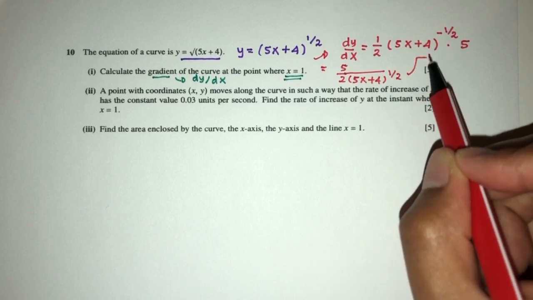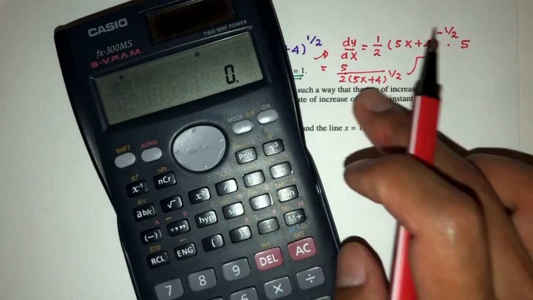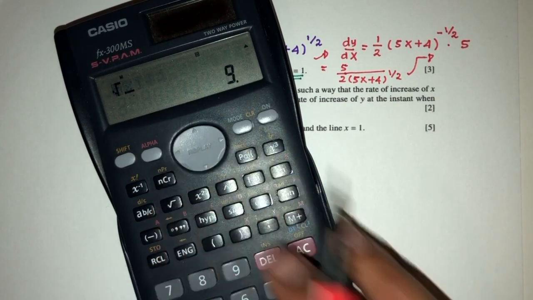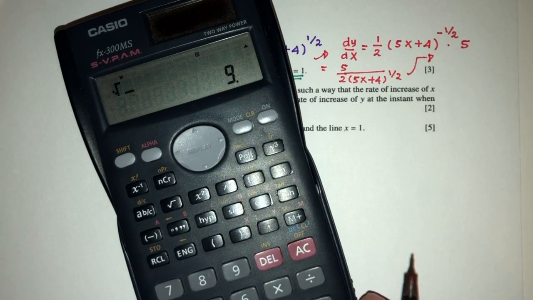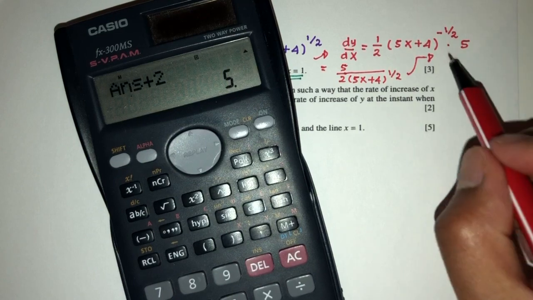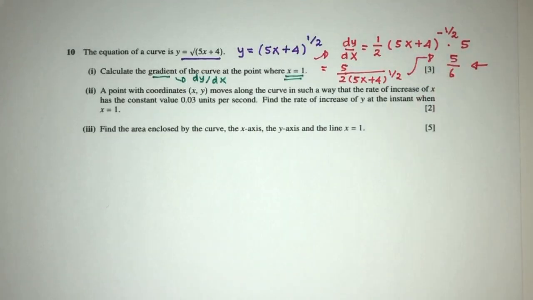Now this is not done yet. We have to replace the value of x equal to 1 in this. So we have inside 5 times 1 plus 4, this is root of 9, power half. So root of 9 is 3. 3 times 2 is 6. That will be 5 over 6, which will be your value for part 1 of the question.